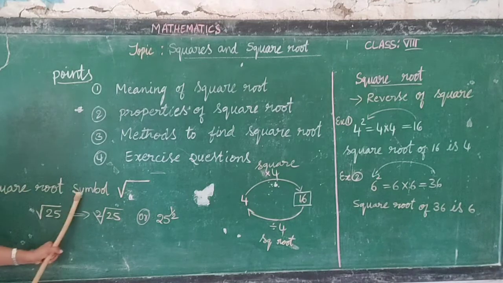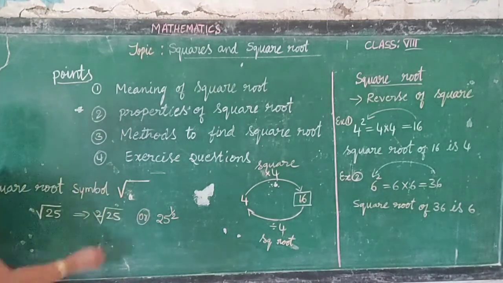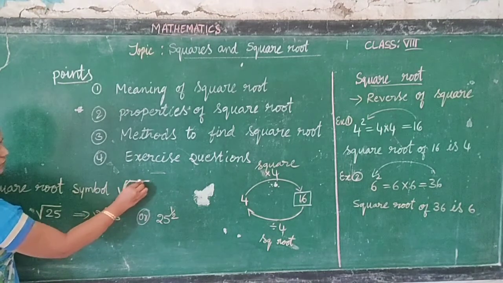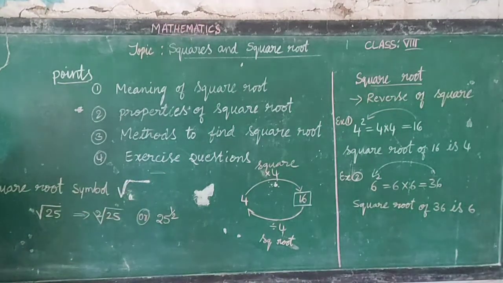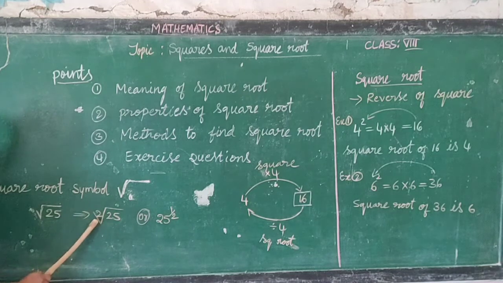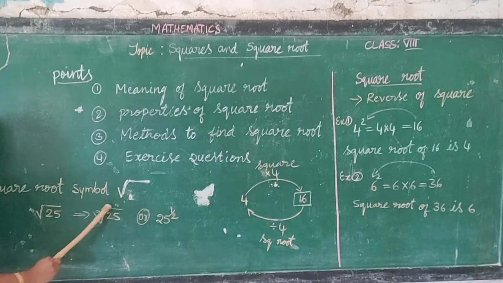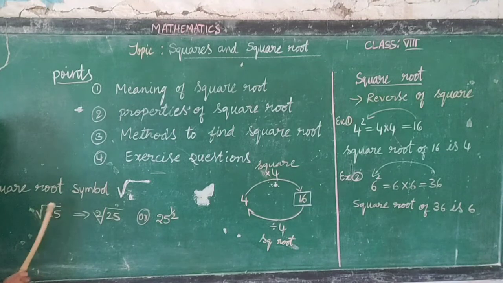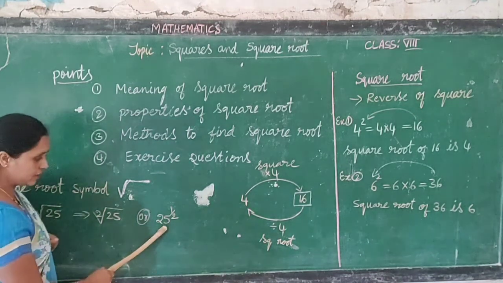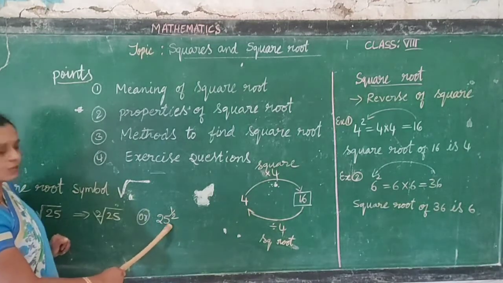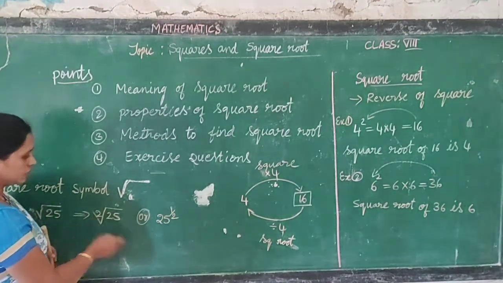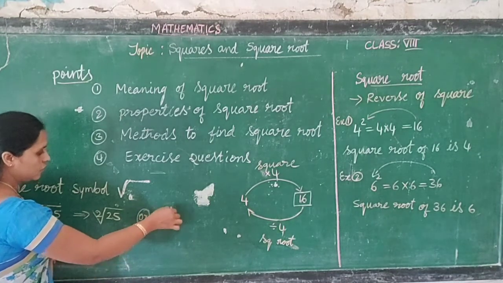Now coming to the next topic: what is the symbol of square root? The symbol of square root looks like a V going like this. This is the square root symbol. It can be written like this: square root of 25. You can either write 2 or not write 2 in this place, so it is also written as square root of 25. But we can also write 25 raised to 1 by 2, because here is 2.